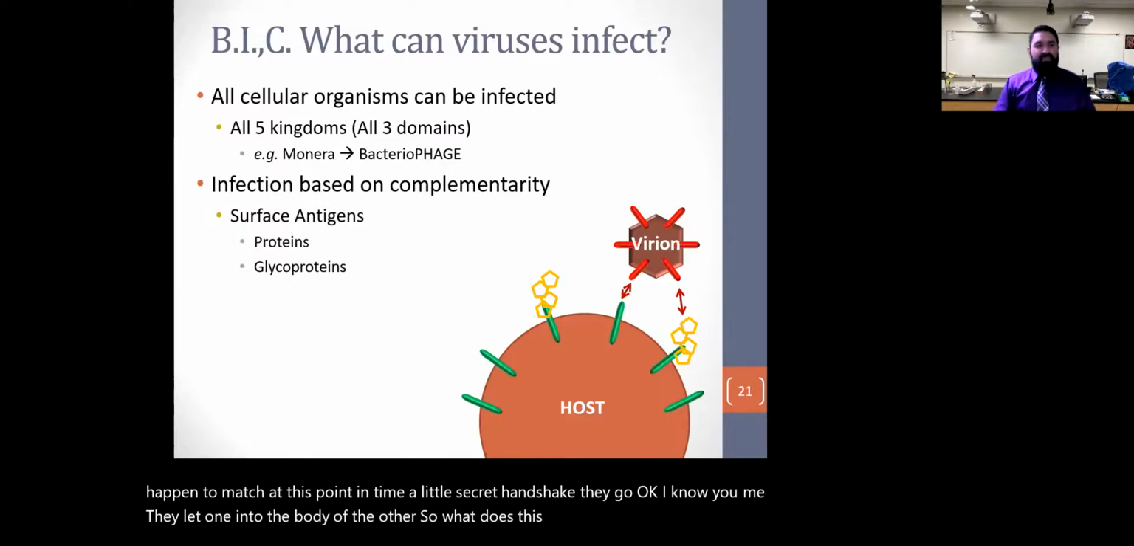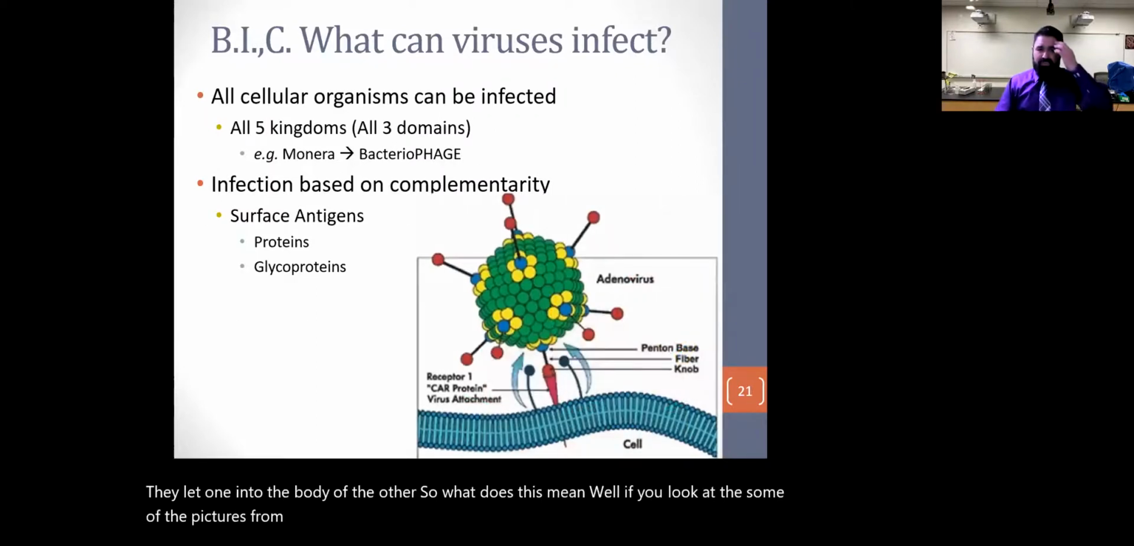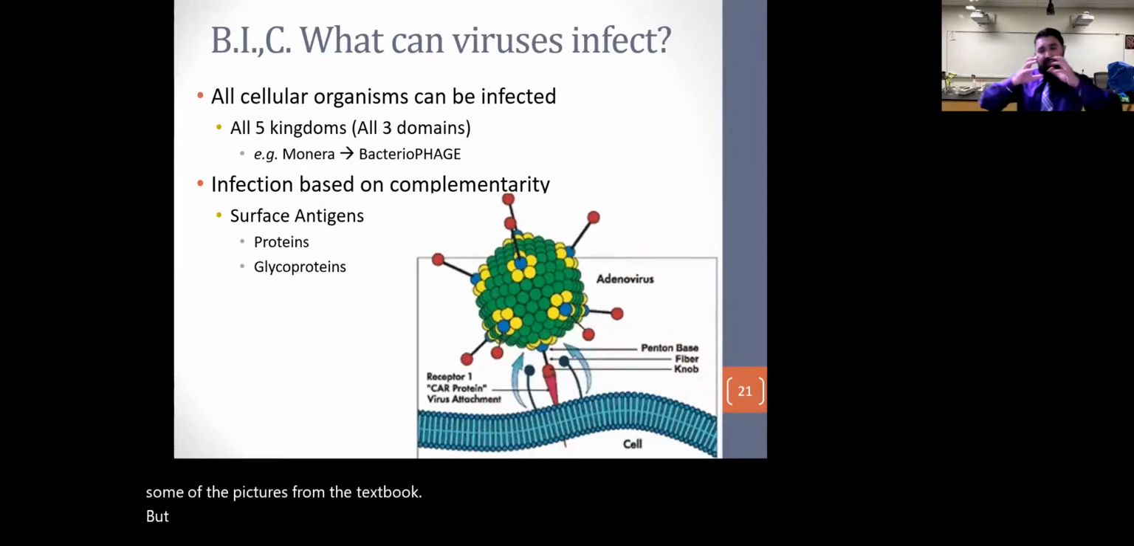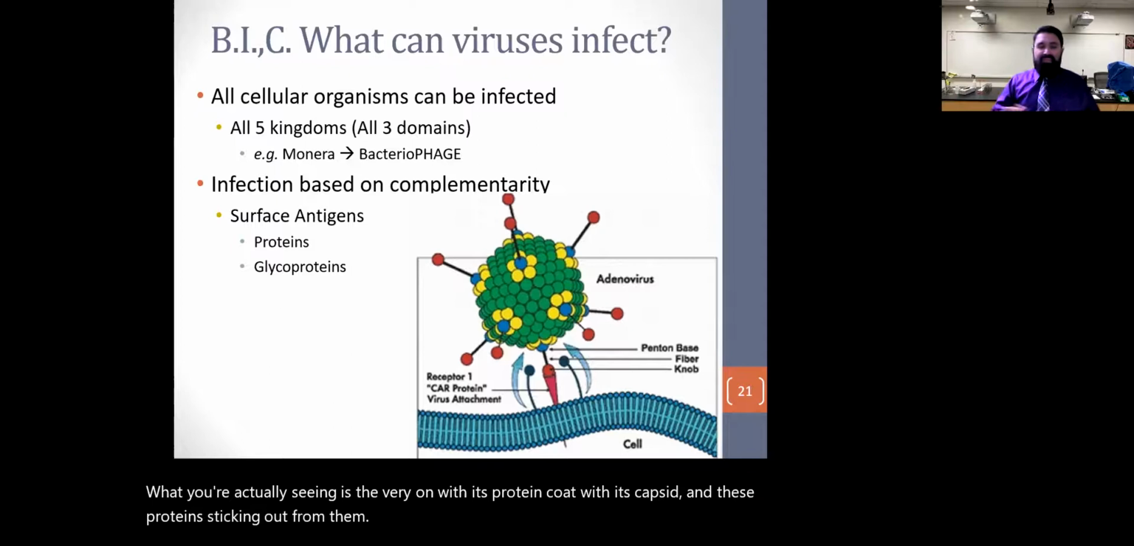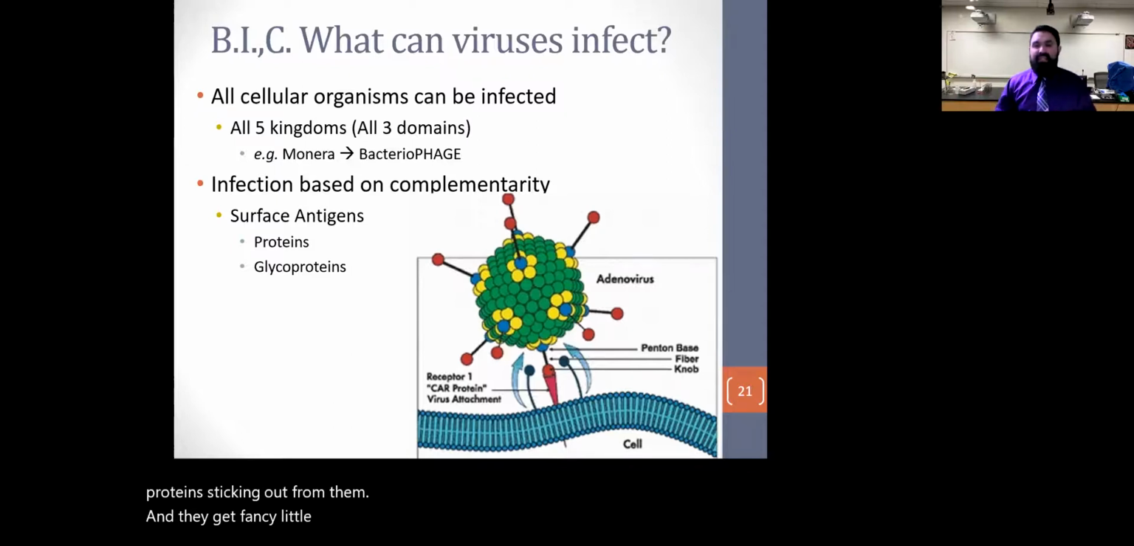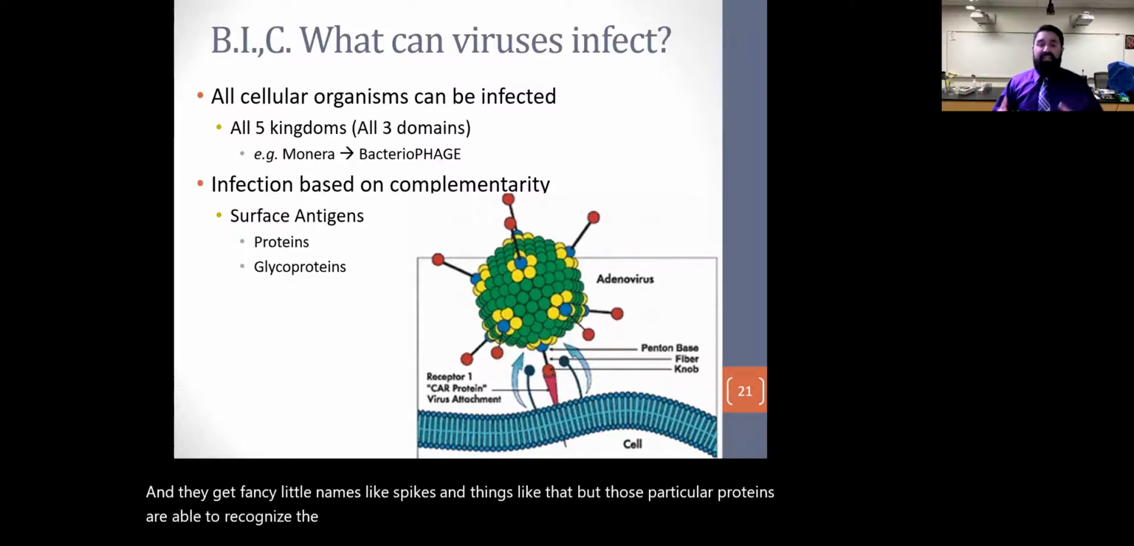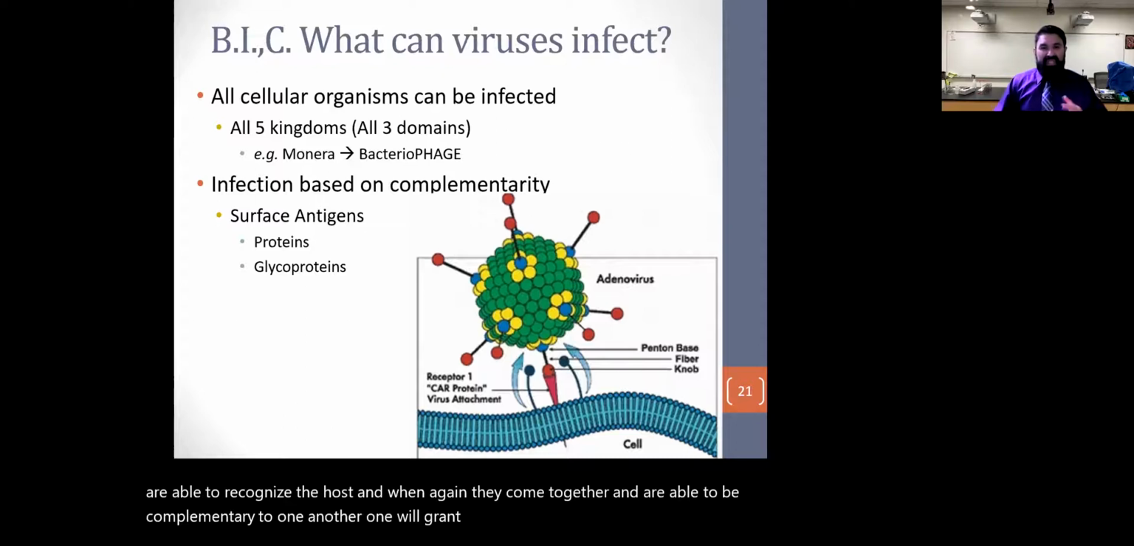Well, if you look at some of the pictures from the textbook, what you're actually seeing is the virion with its protein coat, its capsid, and these proteins sticking out from it. They get fancy little names like spikes and things like that. Those particular proteins are able to recognize the host. And when they come together and are complementary to one another, one will grant entry to the other. So again, like a secret handshake into a cool little club.